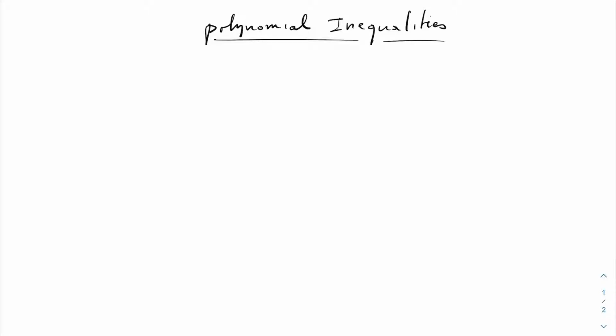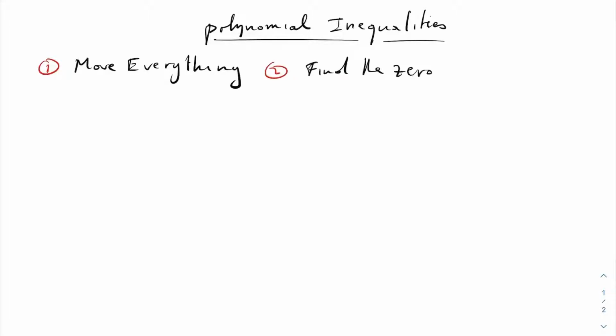And so the first thing I should mention here is that I'm going to be solving polynomial inequalities in 3 steps. The first thing is going to be for me to move everything on one side of the inequality. Then the second thing I'm going to do is find the zeros. Those are going to be serving as my boundaries. And I'm going to do those by factoring the polynomial itself.